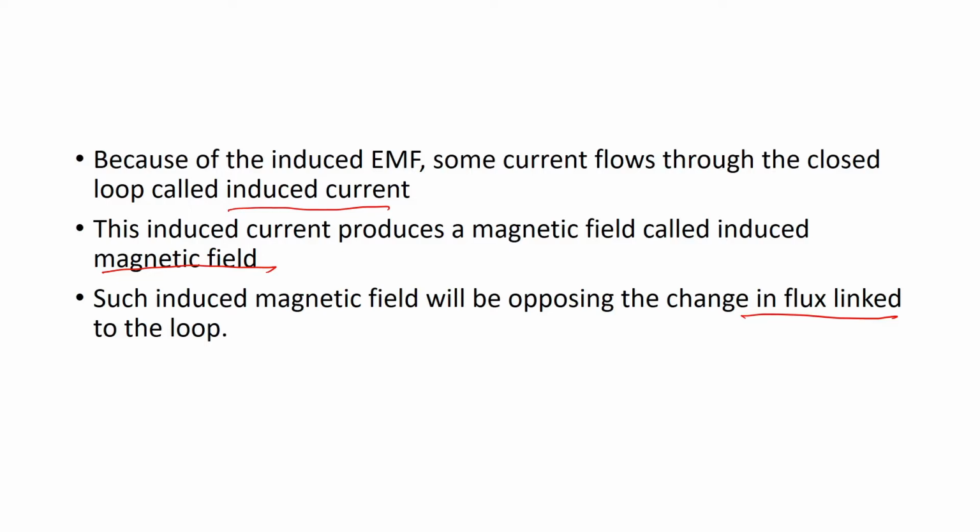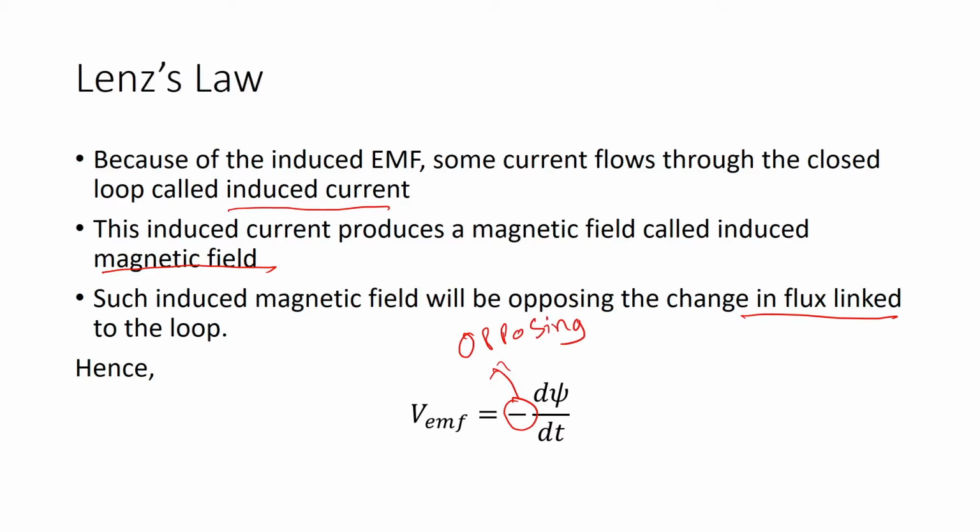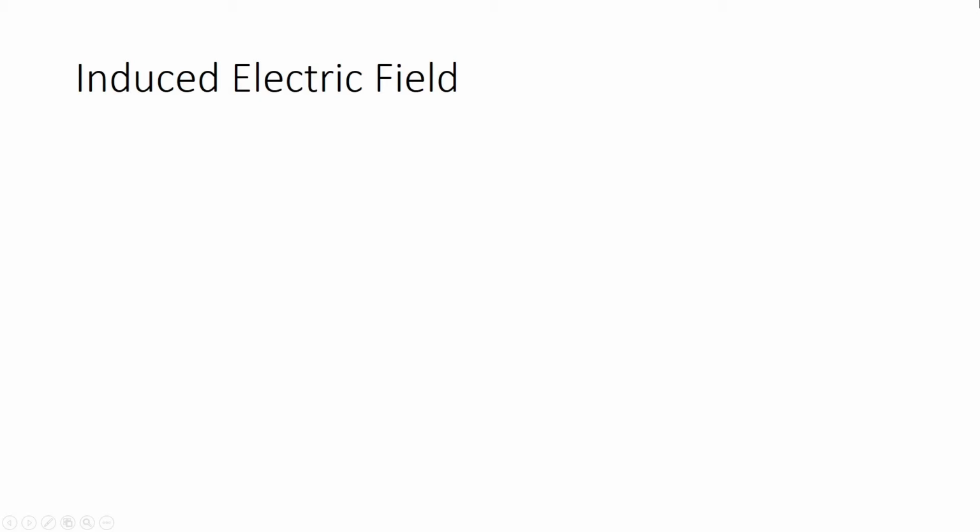So this is the observation made, and they came to the conclusion that VEMF is equal to minus d psi by dt, where the negative sign indicates the opposing force. This was observed by Lenz, and it is called Lenz's law. Lenz's law says that the induced EMF is always in a direction such that it opposes the change in flux linked.